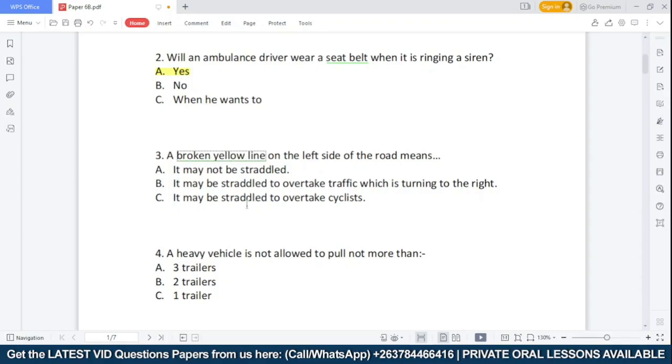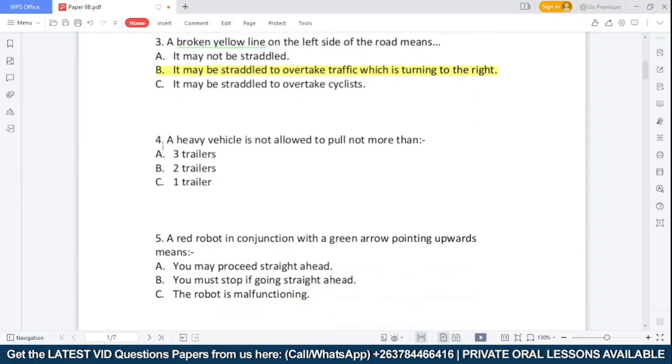And also when you want to stop, so those are the only 2 times when you are allowed to straddle the broken yellow line. So let's see our answers. A, it may not be straddled. B, it may be straddled to overtake traffic which is turning to the right. That is true, right? This is what I just explained to you. C, it may be straddled to overtake a cyclist, which is false, right? So the correct answer for number 3 is B.